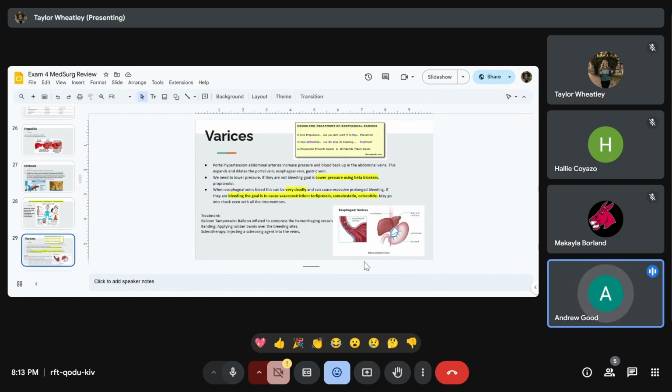And then the treatment options are down there. They did not test this on us, or at least I don't think they did. But they're really cool to see in clinical or at work. A balloon tamponade is really cool to see. I've never seen banding, but they do that. I've never heard of sclerotherapy, but I guess they also do that. But a balloon tamponade is really cool to see. So yep, those are treatment options for varices.